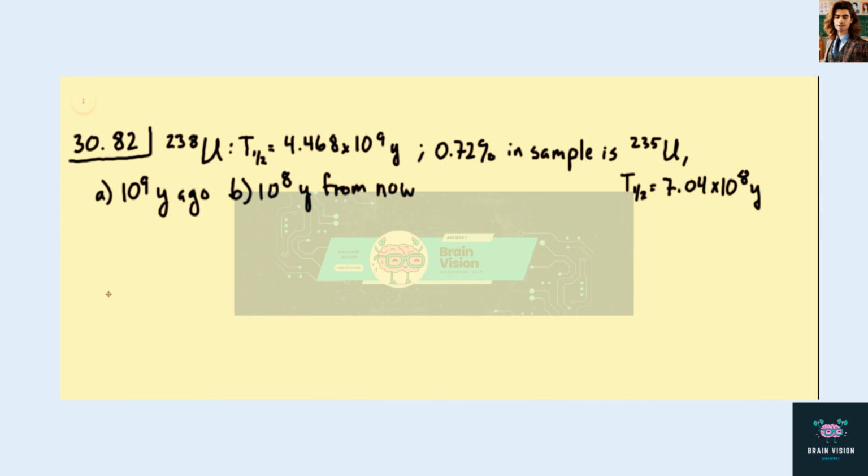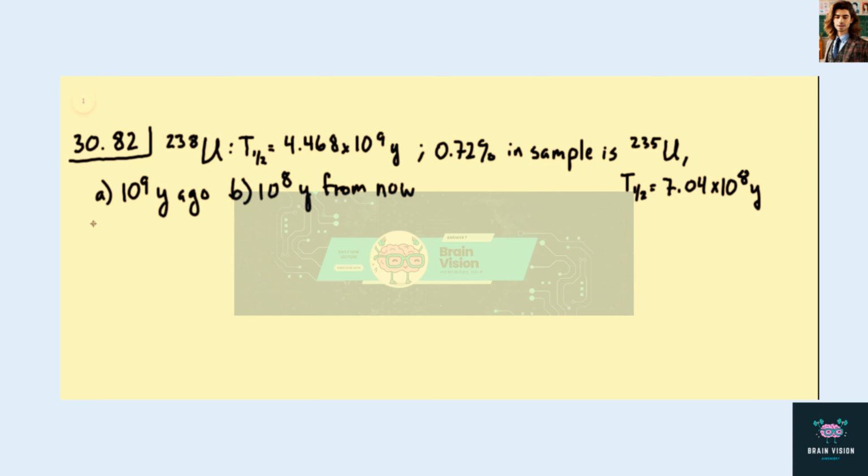30.82. Almost all of naturally occurring uranium is uranium-238, and most of the rest of it is 235. And we're imagining that today we have a sample of uranium that's 0.72% uranium-235, and the rest is 238. And so we want to find out what percentage of the sample would have been uranium-235 1 billion years ago, and what it will be 100 million years from now.